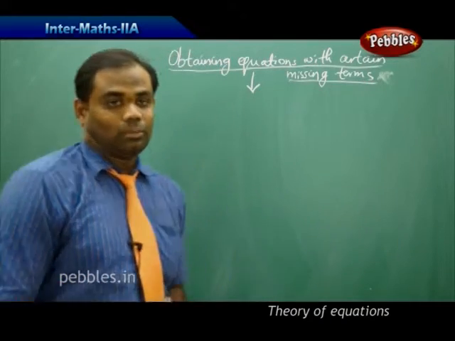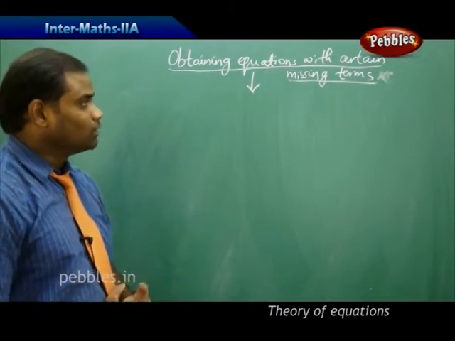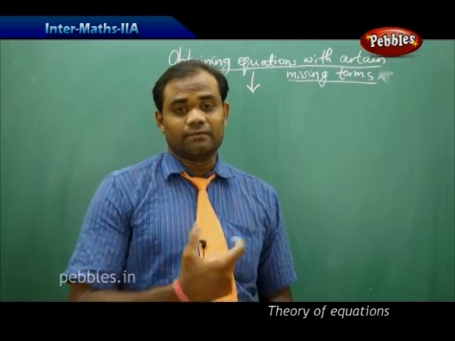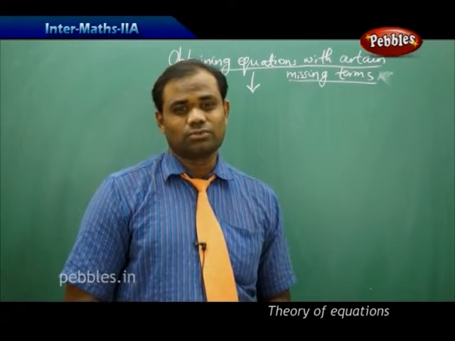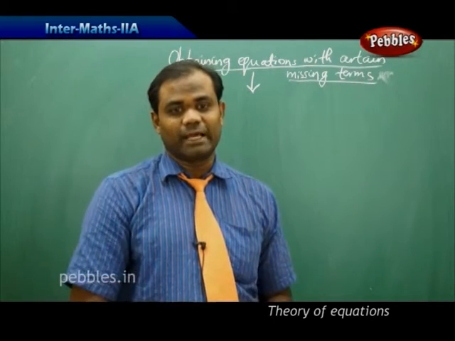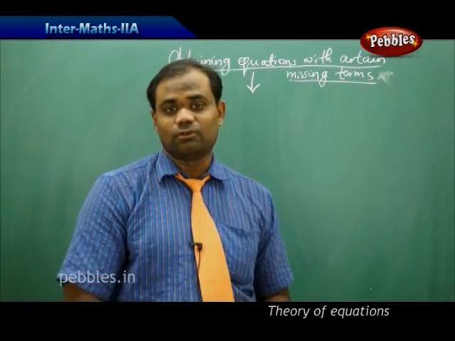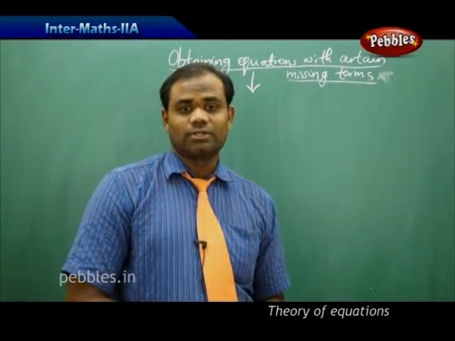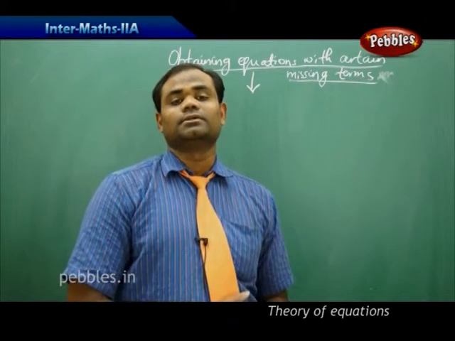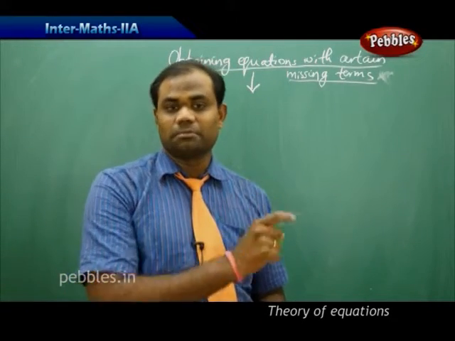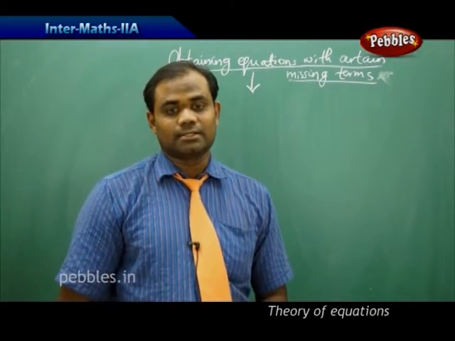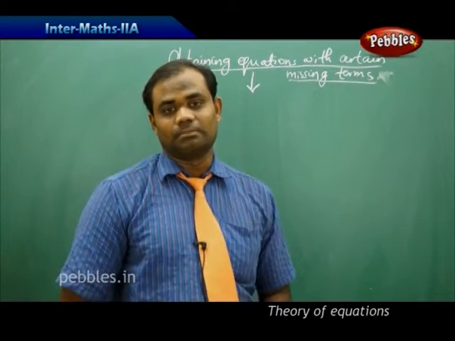Now, the topic is about obtaining equations with certain missing terms. That is, if I give a polynomial and I want to delete some power of x, say I want to remove the x power 4 term or x squared term or an x cubed term, I can do that and then find the new equation without disturbing the mathematical property of the equation. To understand this more clearly, let's try to enter with a live example.